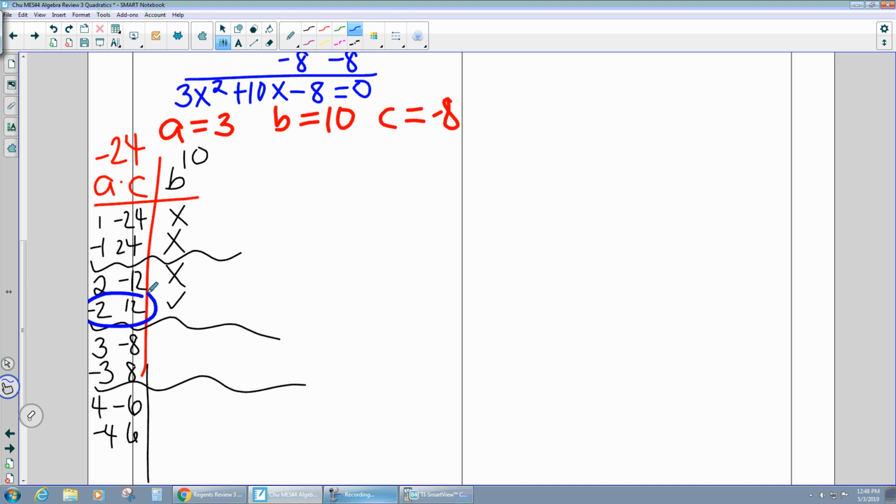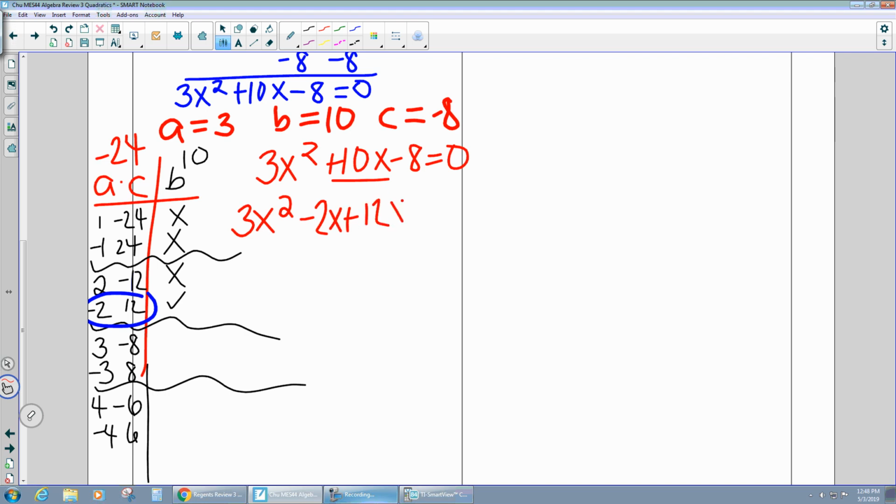So again, what we're doing is we're replacing that middle term. So I have 3x squared plus 10x minus 8 equals 0. We're replacing the middle term, which is 10x, with the two numbers that I just found. So 3x squared minus 2x plus 12x minus 8 equals 0. Now let's draw our parentheses around the first two terms and around the last two terms.